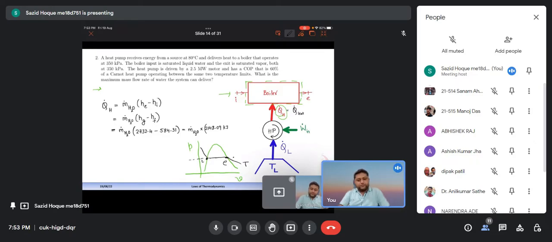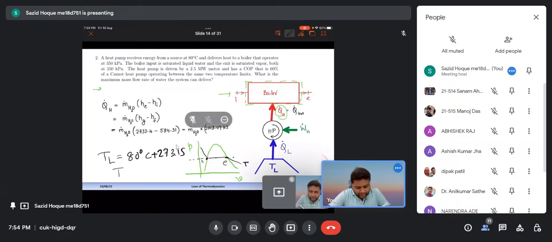this temperature you should know. Corresponding to the pressure, which is 350 kilopascal, you should know what the saturation temperature is. This is the saturation temperature T that we have to find out, and then we'll know the temperature inside. So TL is given directly as 80 degrees Celsius. You can convert it to Kelvin, but we don't know what TH is.